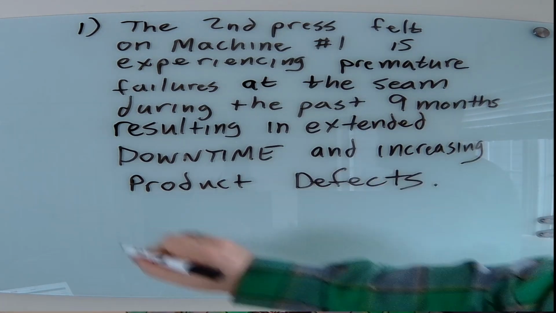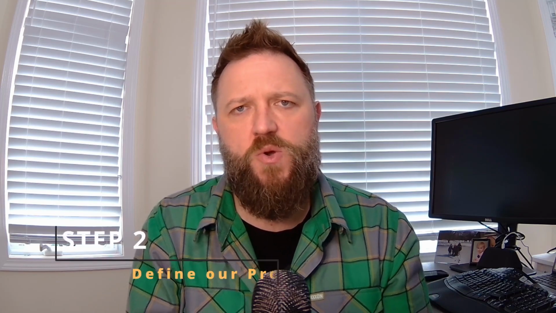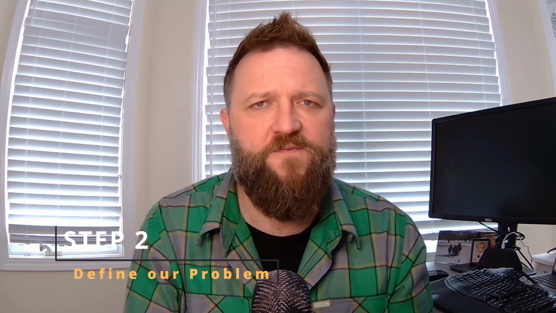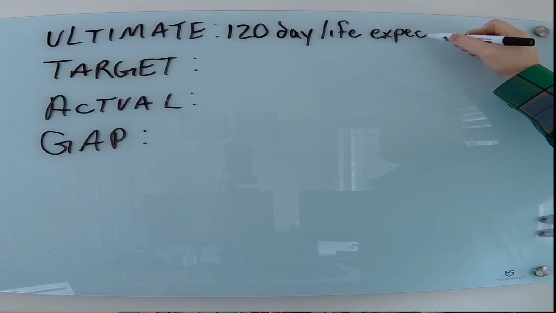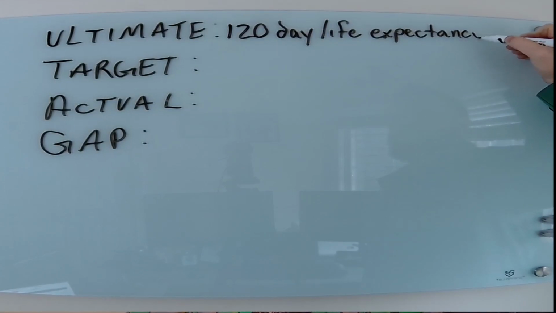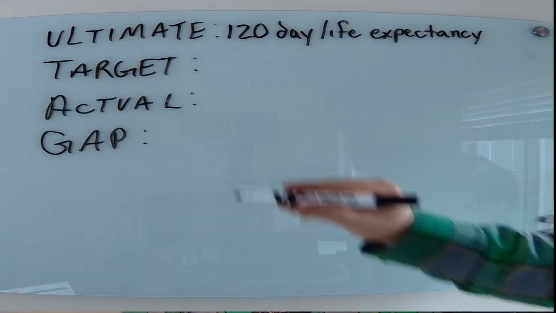After the perception, we're going to further refine that problem a little bit. We're going to throw some data at it. In step 2, define our problem, we have 4 very specific things we want to point out. 1 is the ultimate goal. Think of the ultimate goal as the world-class goal. So in this case, our ultimate goal, our world-class goal for this would be 120 days life expectancy of that felt.